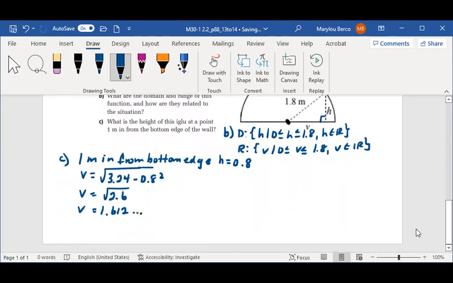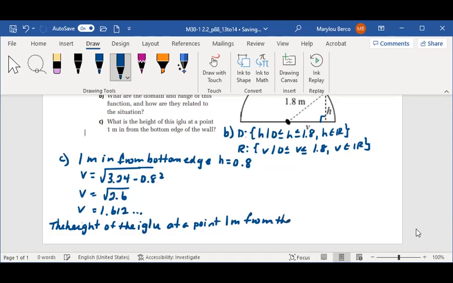So the height of the igloo at a point 1 meter from the bottom edge is approximately 1.61 meters.